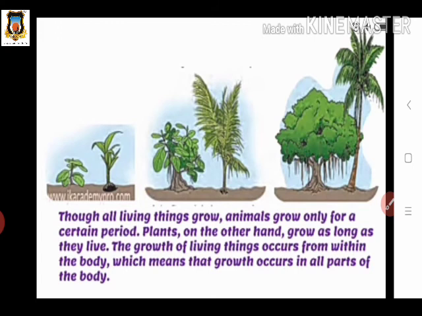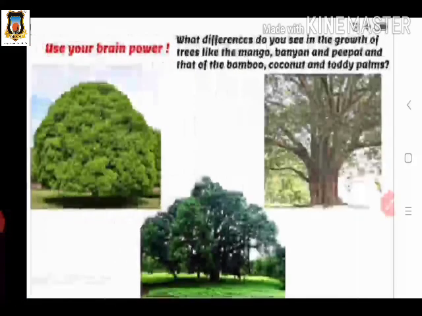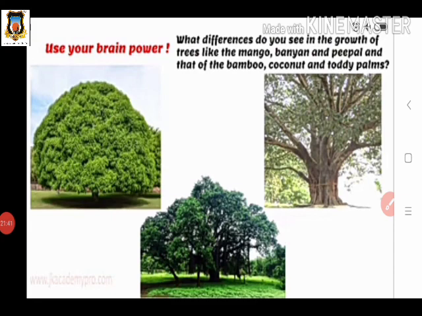So the growth of living things occurs within the body, which means that growth occurs in all parts of the body. Here we see some questions. Using your brain power, you can find out the answers to these questions. What differences do you see in the growth of trees? Like which trees? Like the mango tree, the banyan tree and the peepal tree.